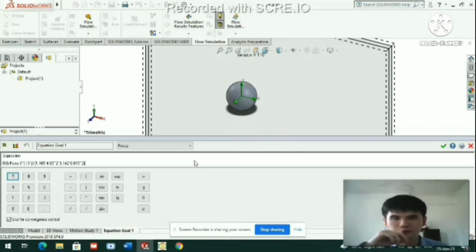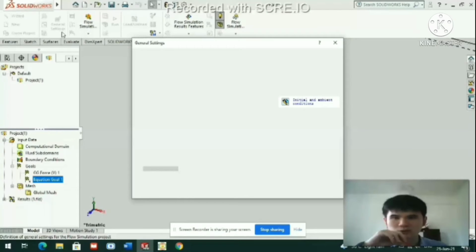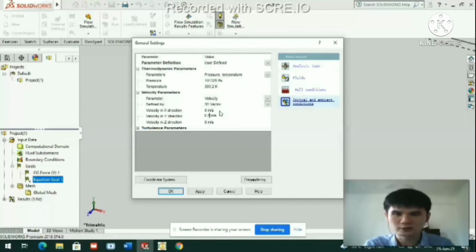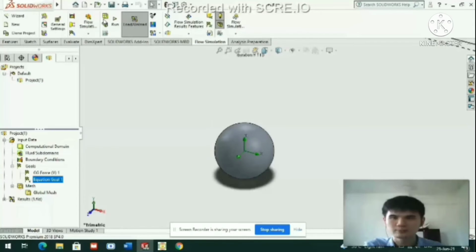For the initial condition, we can change it in the general setting. If it is the y direction, we can choose the velocity: if the velocity is changed from 0.2, we can change it to 0.3 and press OK. Press OK, because my PC is lagging, so I didn't press OK. So if we press run, we can get the value like this, the GG force y.